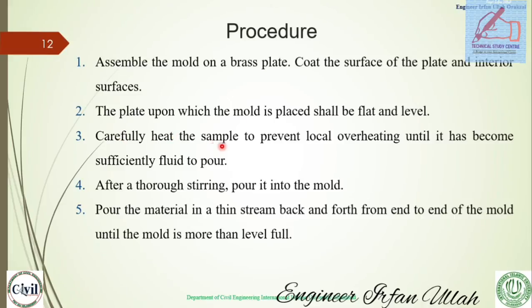Carefully heat the sample, or place it in the oven to prevent local overheating, until it has become sufficiently fluid to pour. For that purpose, we will use an oven, which is more professional than direct heating. After a thorough stirring, pour it into the mold. Pour the material in a thin stream back and forth from end to end of the mold until the mold is more than level full.